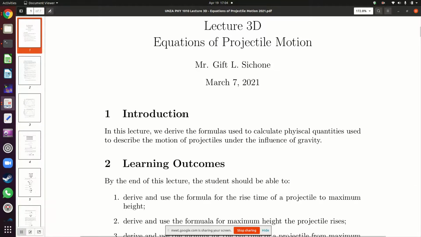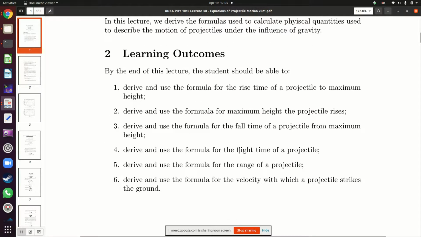We also want to find out the time it takes a projectile to fall from maximum height. So how much time does it take a projectile to come down from maximum height up to the ground? Then the other thing we are interested in is something called flight time. This is the time the projectile is in the air. For how long is the projectile in the air? That's what we're interested in.